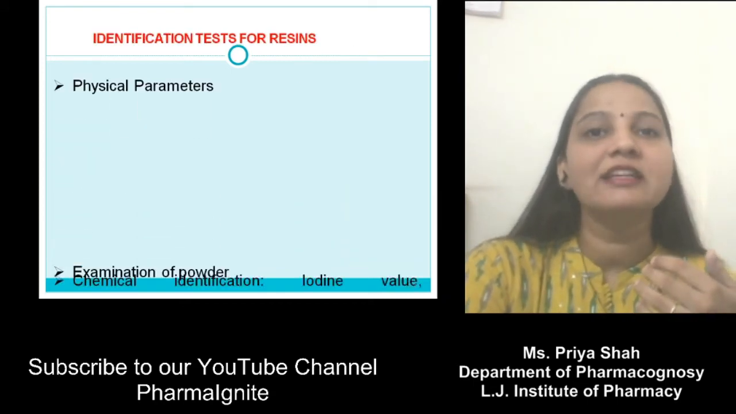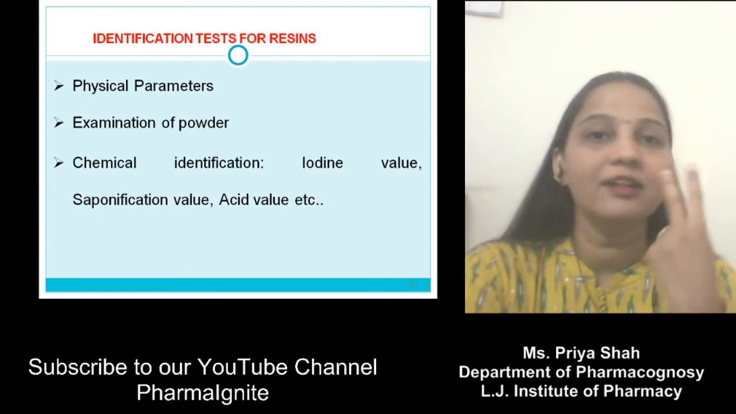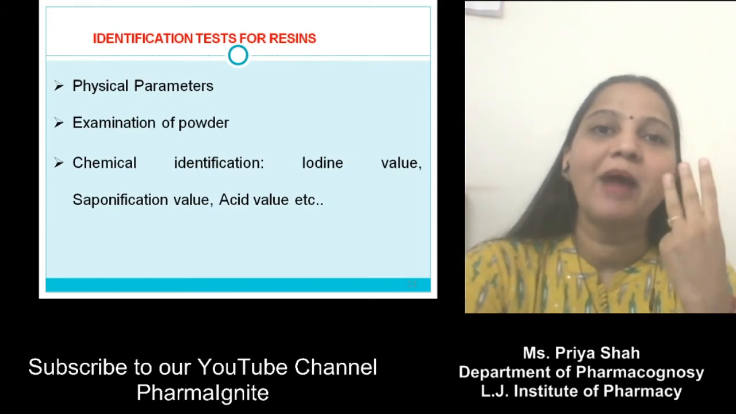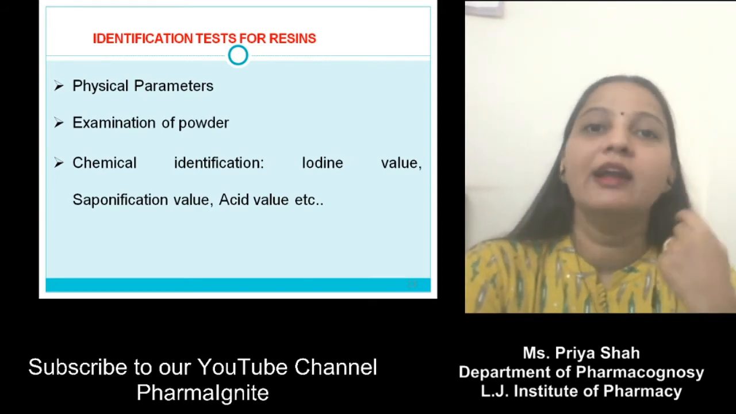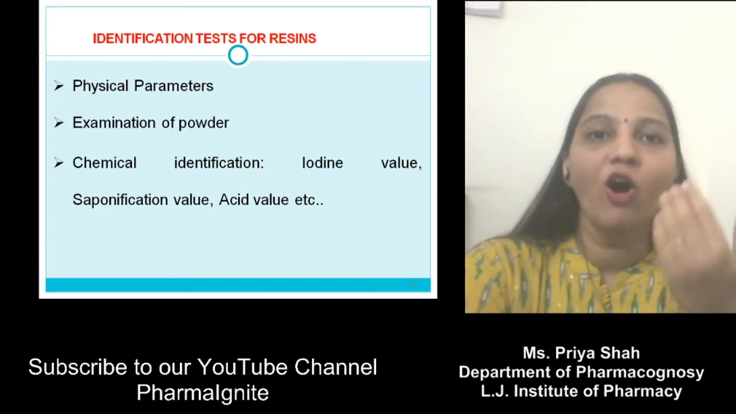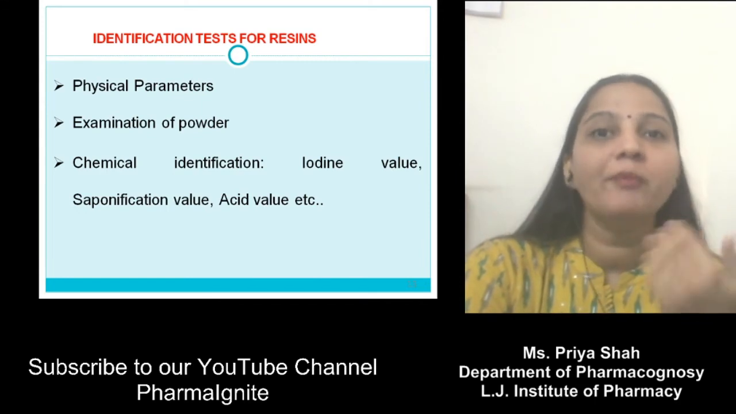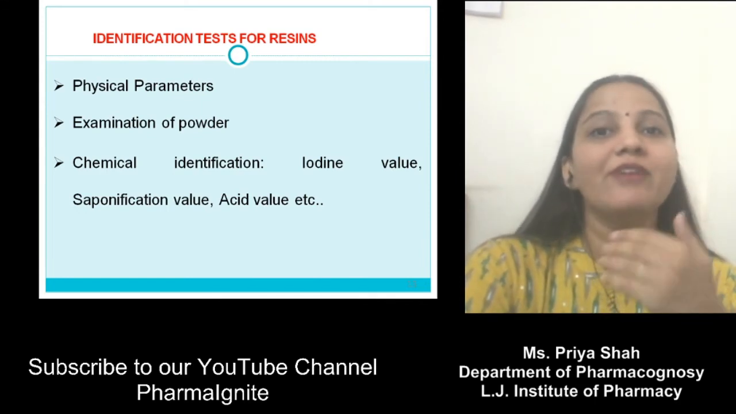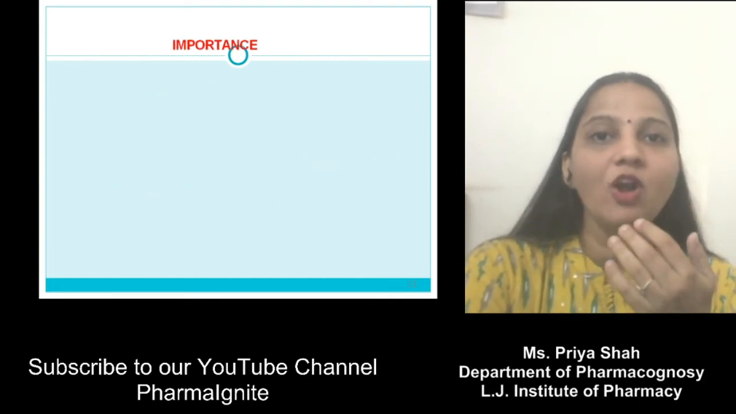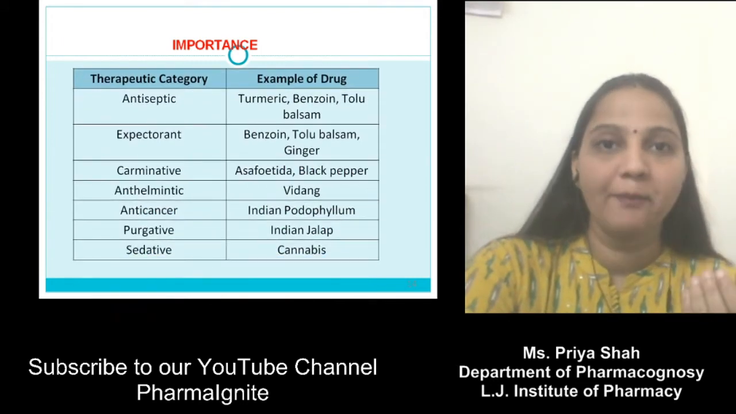Identification tests. Resins can be identified in three ways. One is the physical method. Second is the examination of the powder. And third is performing chemical parameters. In the physical parameters, we perform color, odor, taste and other things. In the chemical parameters, we need to perform acid value, saponification value, iodine value and similar parameters.